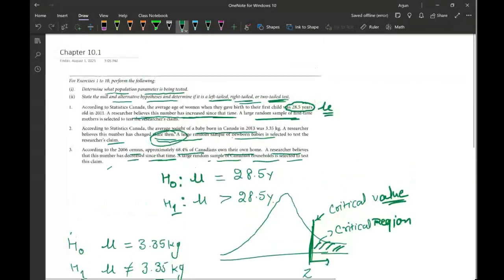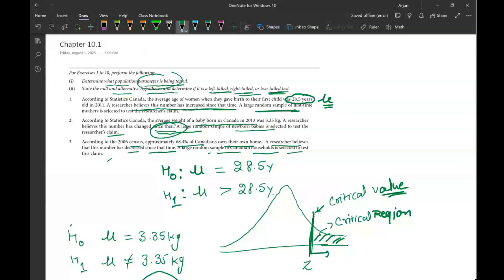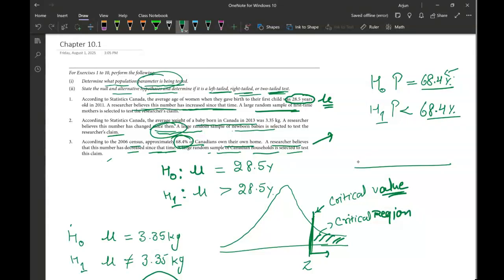Now, what is the parameter which is being used when you are given the percentage? It will be proportion. So the null hypothesis is that the proportion is equal to 68.4%, so 68.4% own their house. The alternate hypothesis in that scenario is that P is less than 68.4%. If I were to draw it on the normal distribution graph, it will be a left tail.